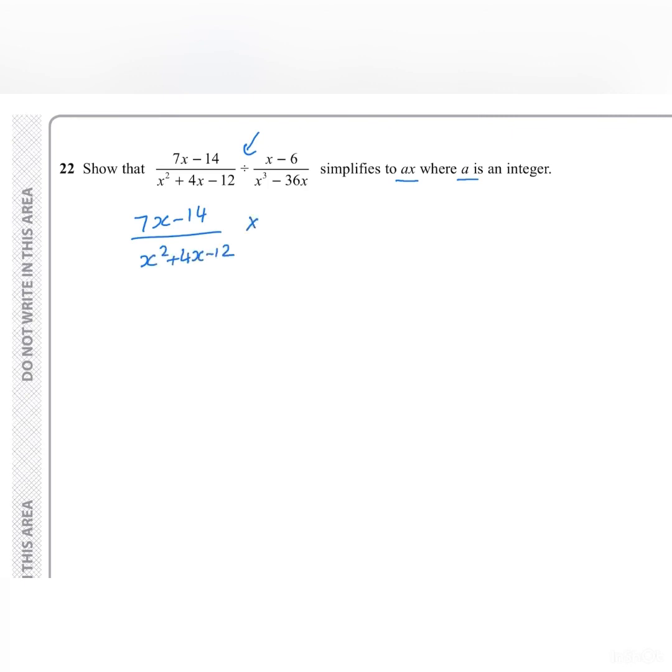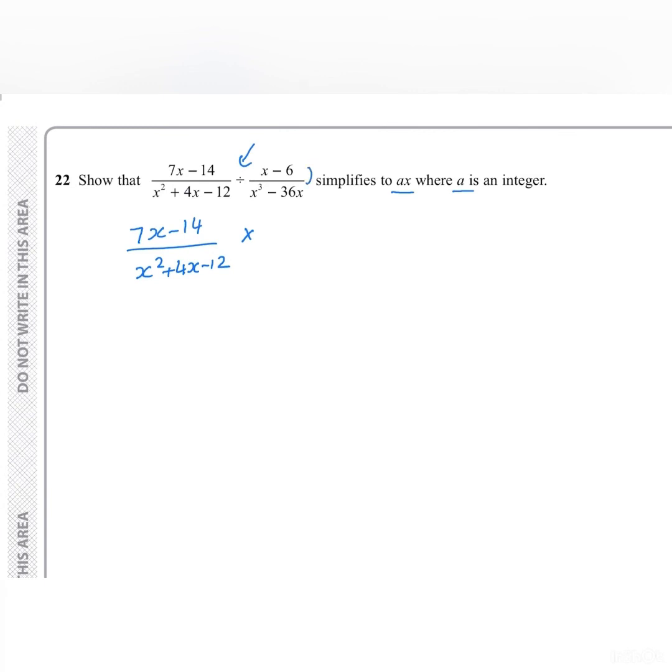and we can times and then turn this over, and that will be x cubed minus 36x over x minus 6. Now have a look if you can factorize any of these terms. Looking at the top here, 7x and 14. So 7 can be taken out as a common factor, and that'll be x minus 2.